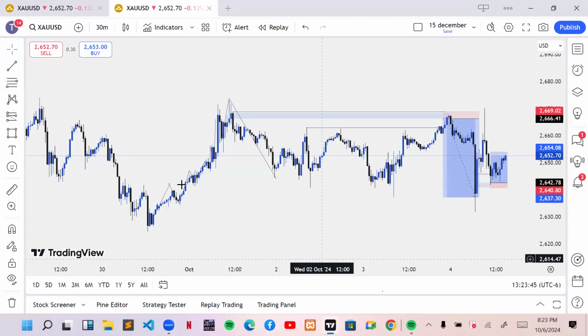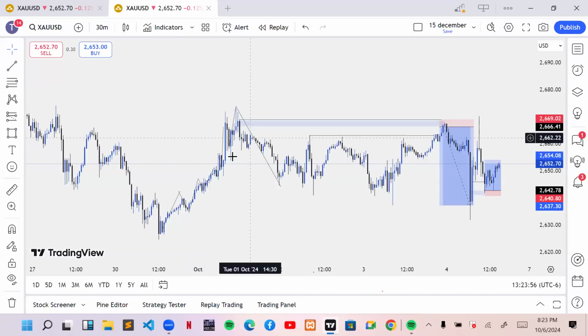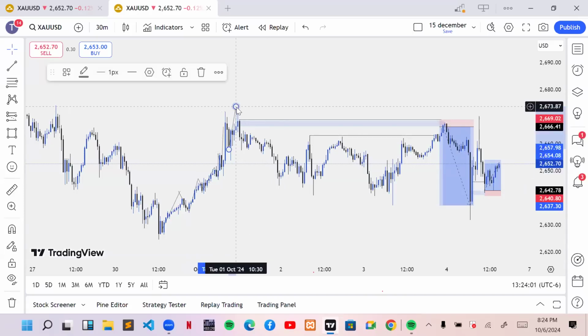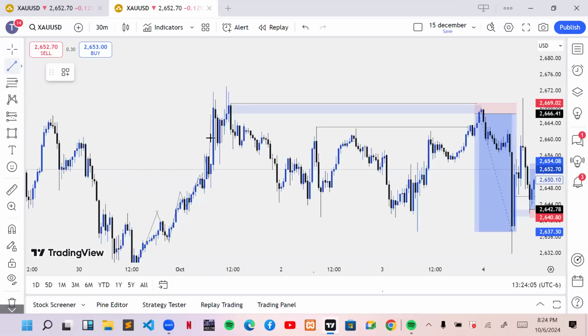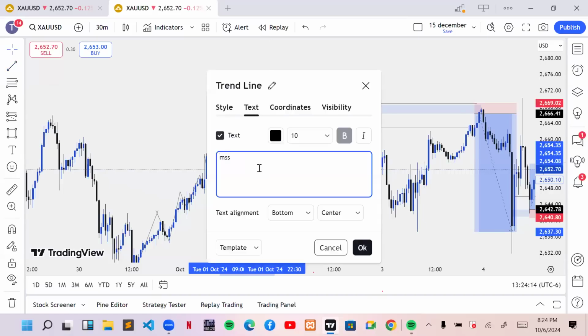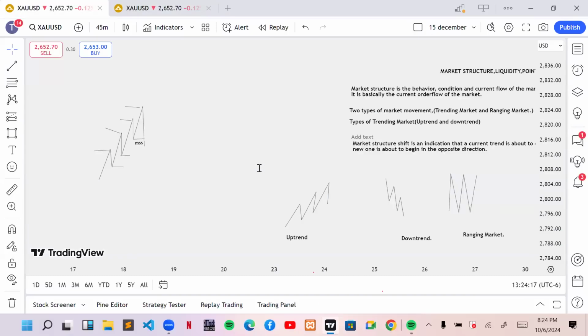So higher highs, higher lows, higher highs, higher lows, higher highs. The market now broke down the last low and made a lower low. This here is an indication that the market is now turning bearish. Market structure shift happened right here. This was the last low, and the market took out that last low, now changing the trend of this market from an uptrend to a downtrend. So this is where the market structure shift is, the same as what I marked out here.